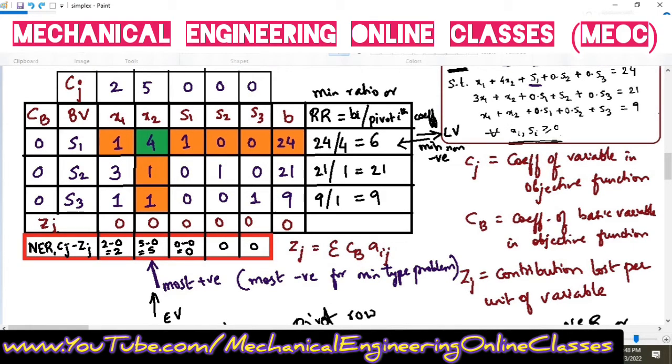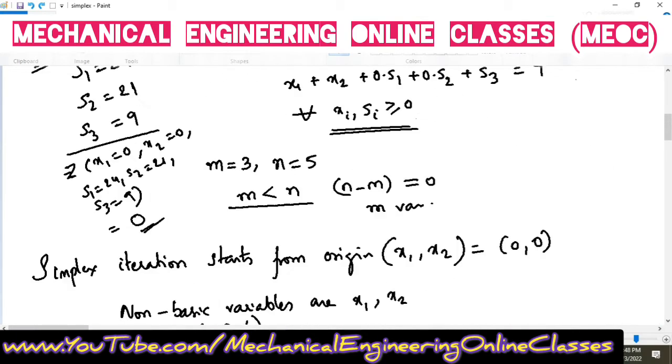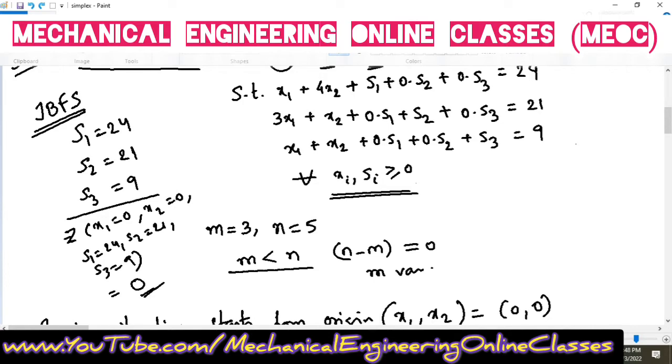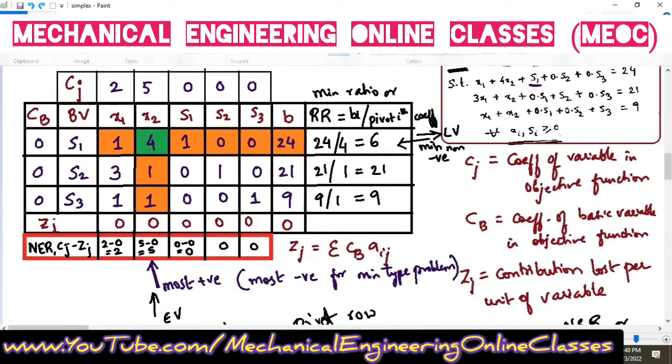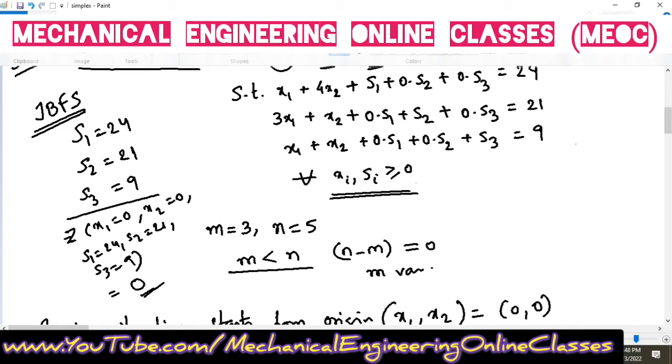What we are seeing in this table 1 is what we have got under our IBFS. The values of S1, S2, S3 can be straight away read from this table. S1 is nothing but 24. S2 is nothing but 21. S3 is nothing but 9. And the corresponding value of Z is 0. So that is what is our IBFS, right? S1, S2, S3 and Z.